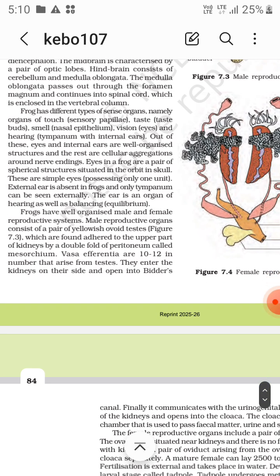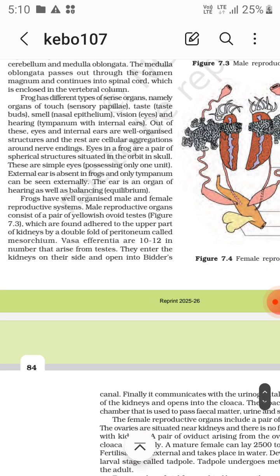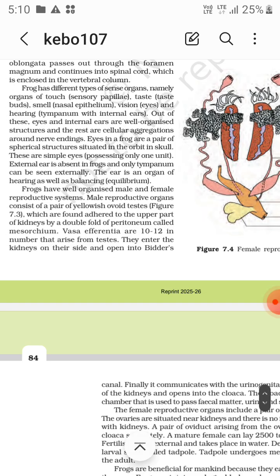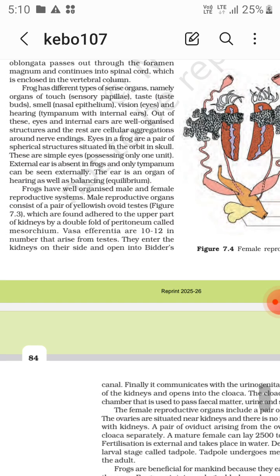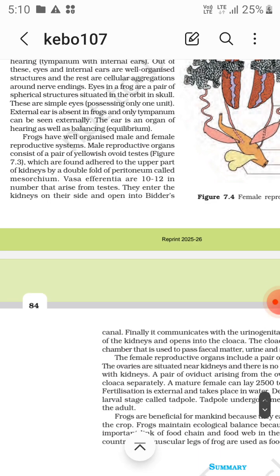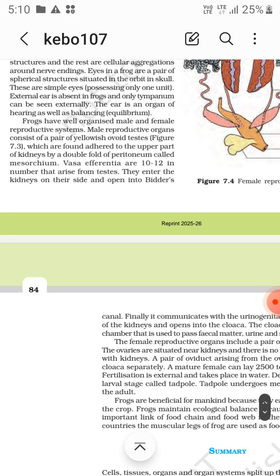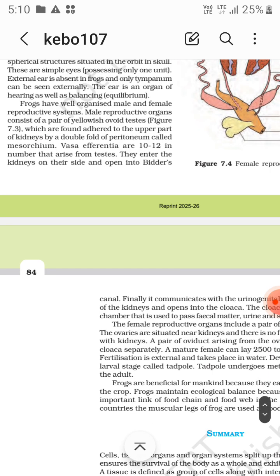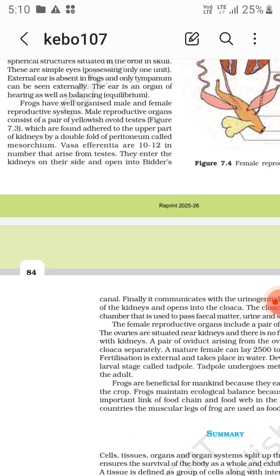Now, frogs have well organized male and female reproductive systems. Male reproductive organs consist of a pair of yellowish ovoid testes, which are found adhered to the upper part of the kidneys by a double fold of peritoneum called mesorchium. Vasa efferentia are 10 to 12 in number that arise from testes.